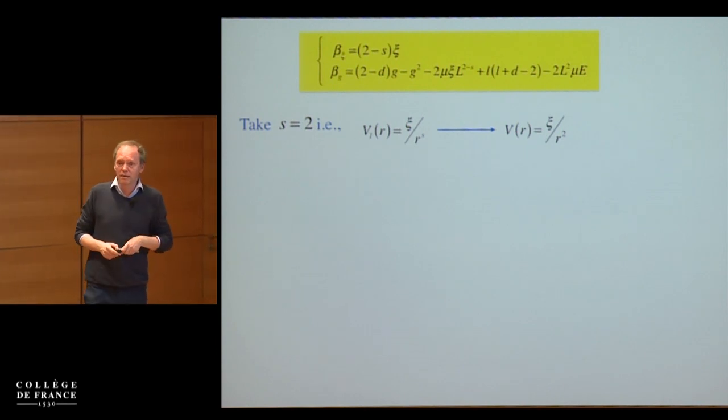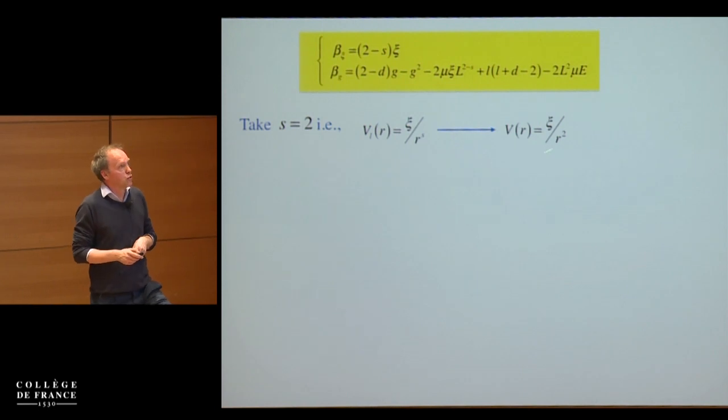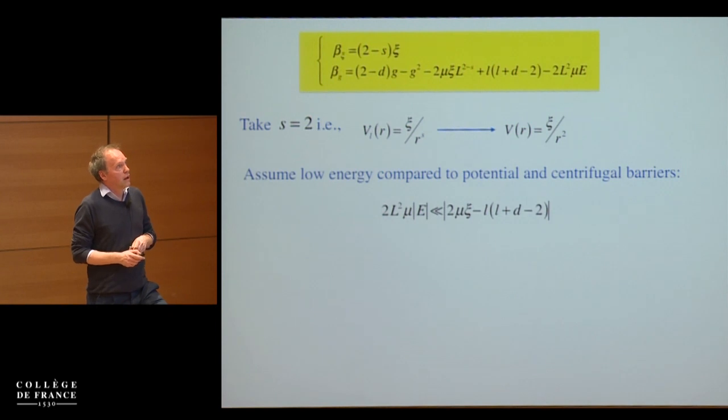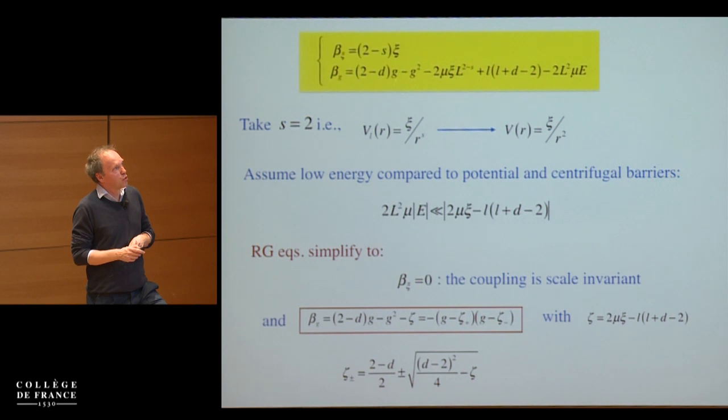So now I take back this s equal to 2 in order to describe the potential that we love. And by doing this, this just will be 0. And now I assume low energy compared to the potential and centrifugal barriers, which means that the energy here, this term, is much smaller than this part and than this part. So this is just the centrifugal barrier. This is the potential barrier, depends on the coupling. And I assume that this is much smaller than this. Okay? And those two renormalization group equations simplify to now this equation, which is just beta psi is equal to 0. The coupling is scale invariant.